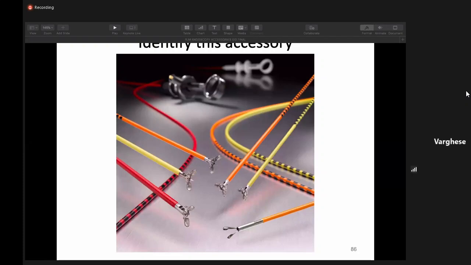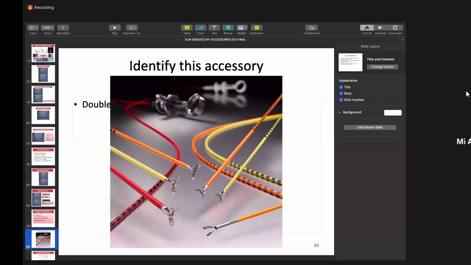Now suppose this is disposable or reusable? It's actually disposable, but we are reusing it. So how will you process it? We are processing in ethylene oxide.